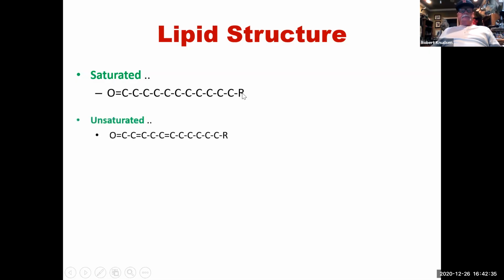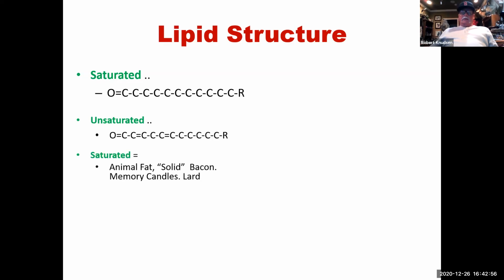Got it? Now look at this one. Same thing, only I threw a double bond in right here and right here. So this is an unsaturated fat. There are 2, it's a di. And I still put the R out there. Got it? Now, here we go. We're summarizing. Saturated: animal fat, solid, bacon. I gave examples of that.